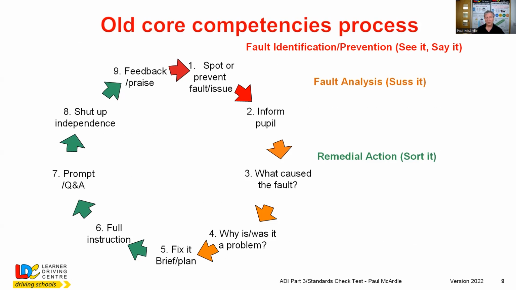So we've said that these still exist. These skills and abilities are still encompassed within the 17 competencies. So what are they exactly? Fault identification and prevention is being able to identify driving faults and or prevent them on a prevention is better than cure basis. You've got to see it, you've got to say it. So it's no good you identifying the fault if you don't bring it to the student's attention. So that's the first thing.